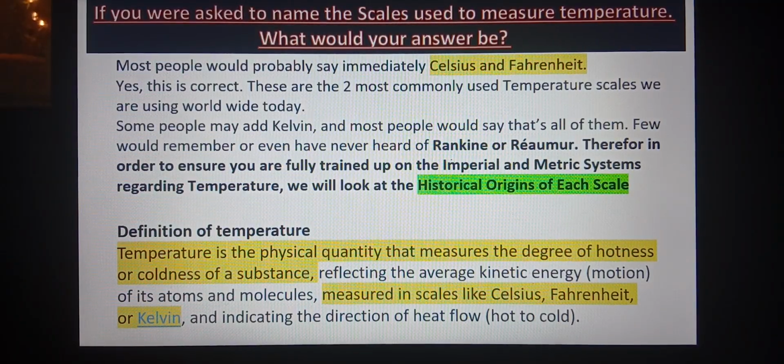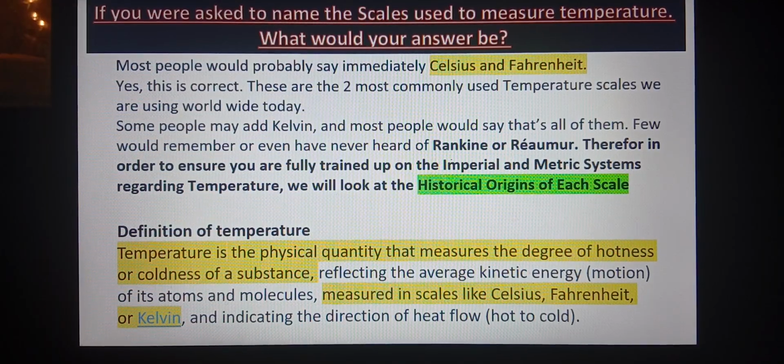If you were asked to name the scales used to measure temperature, what would your answer be? Most probably you would immediately say Celsius and Fahrenheit. And maybe that will be it for you. That would be correct, because these are the two most commonly used temperature scales in the world today. Somebody might have remembered Kelvin, but I'm quite sure that very few of us would remember there's also Rankine and Reaumur.